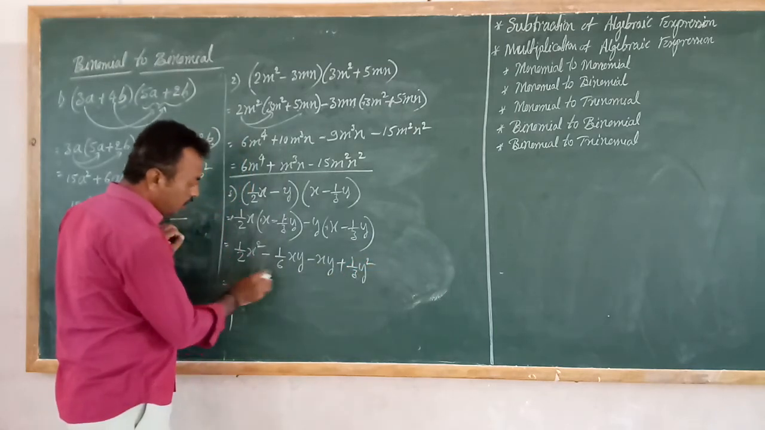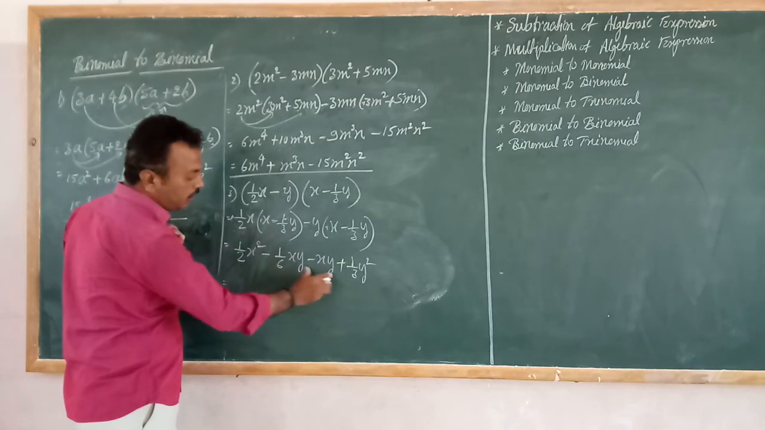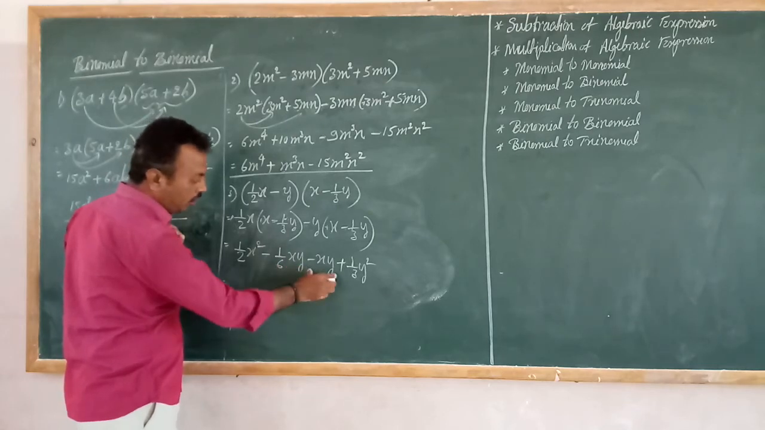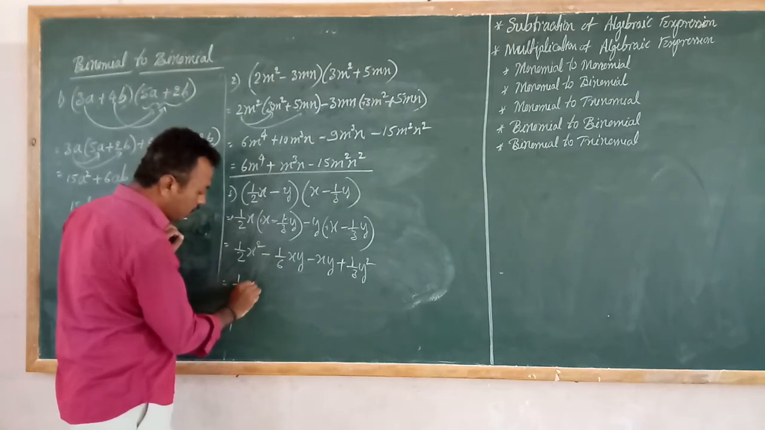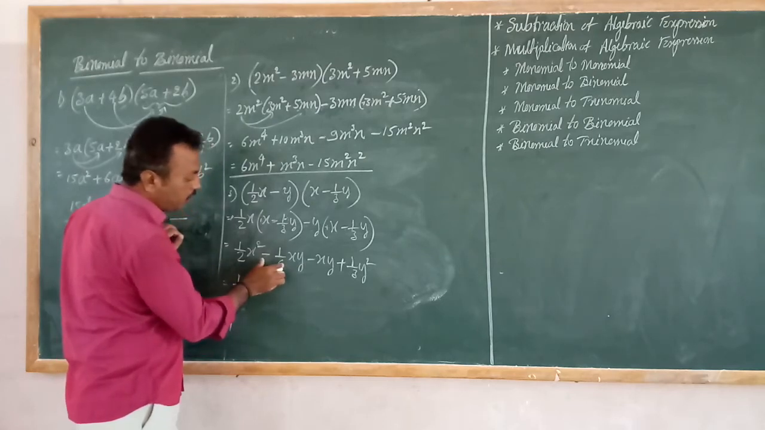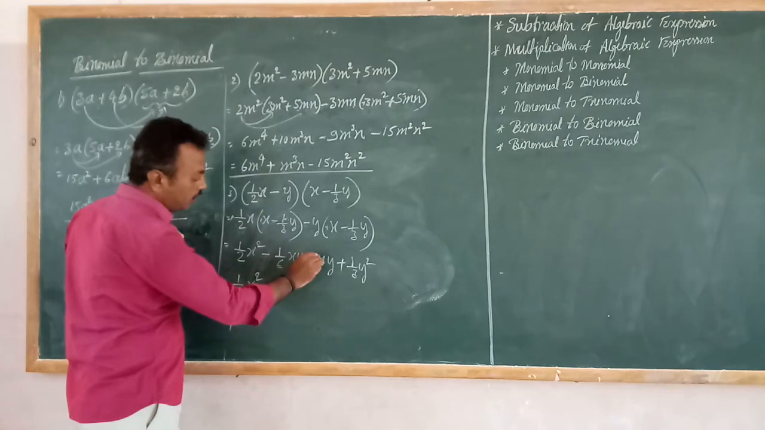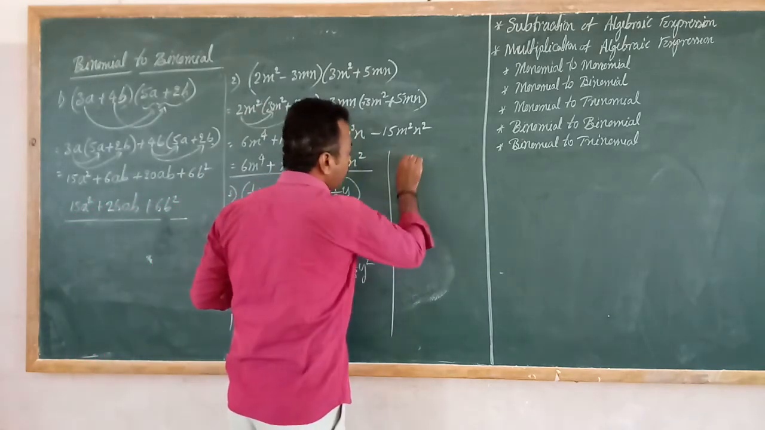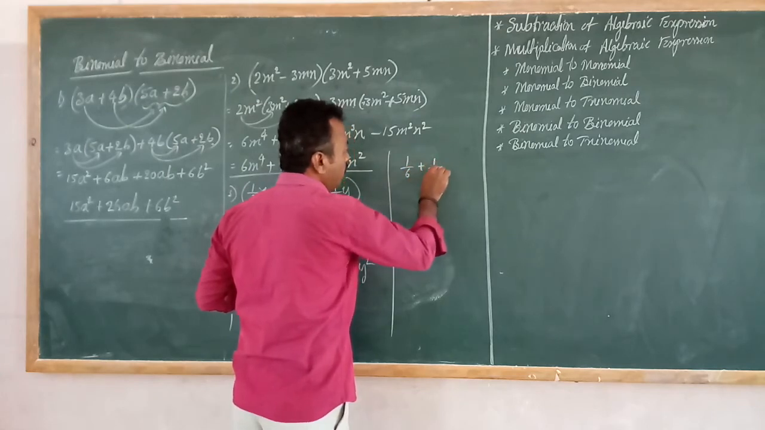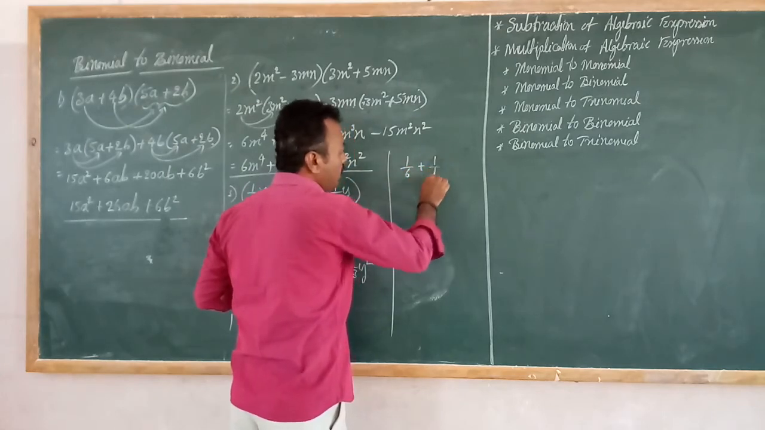Okay. Now, here 1 by 6 xy is there, here xy is there. So like terms are there, both are. So we should add them because the same signs are there. Therefore, 1 by 2 x square. So here minus 1 by 6, and here nothing is there, means 1. So 1 by 6 and 1 we should add.